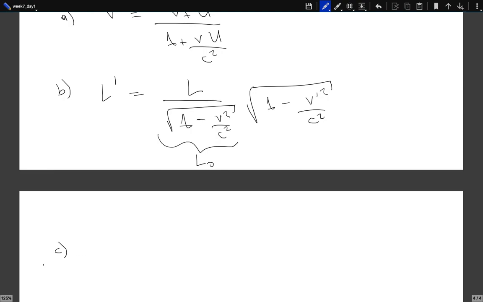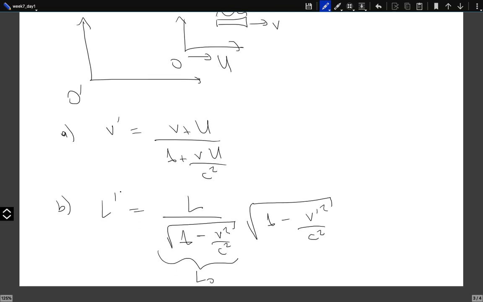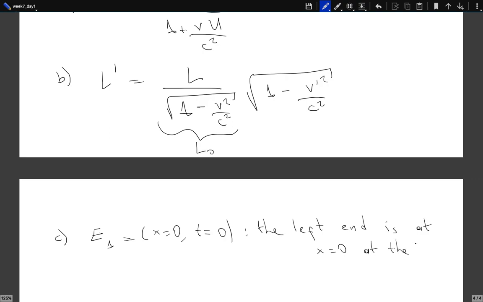Now let's go to C. How do we do it with Lorentz transformations? Now, let's identify some events. Let's say event 1 happens at the point x equals 0 at the time t equals 0 in the O prime reference frame. Let's say the left end is at x equals 0 at the time t equals 0.